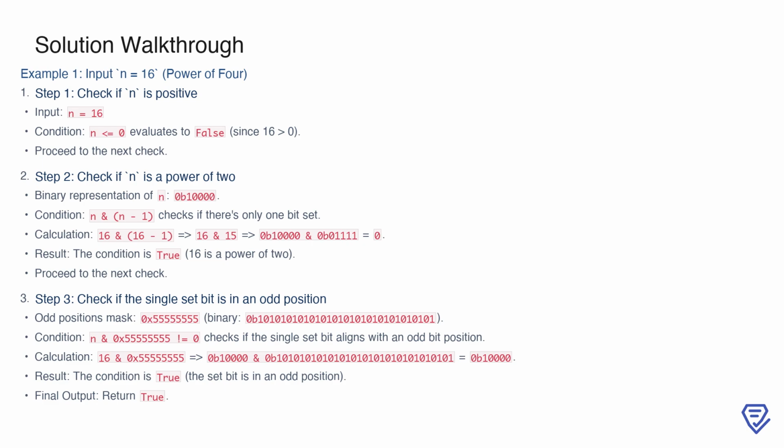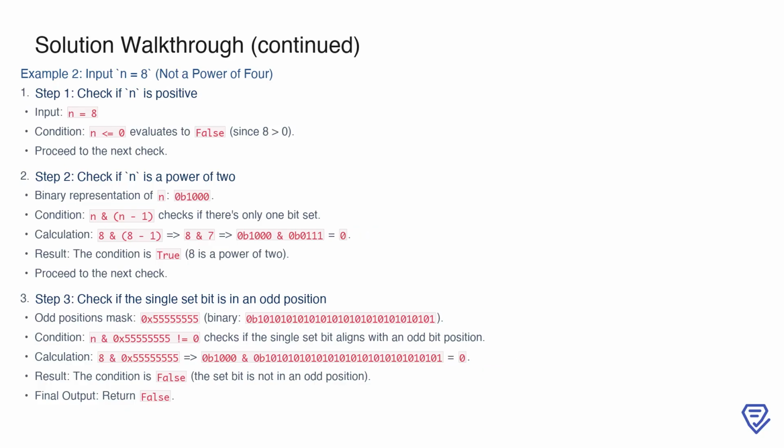Now, we need to ensure that the single set bit is in an odd position. For this, we use the mask 0x55555555, which highlights odd bit positions. Applying the condition n & 0x55555555 not equal to 0, we calculate 16 & 0x55555555, or 0b10000 & 0b1010101..., which results in 0b10000. This confirms that the set bit is in an odd position. Since all conditions are satisfied, we conclude that 16 is a power of 4 and return true.